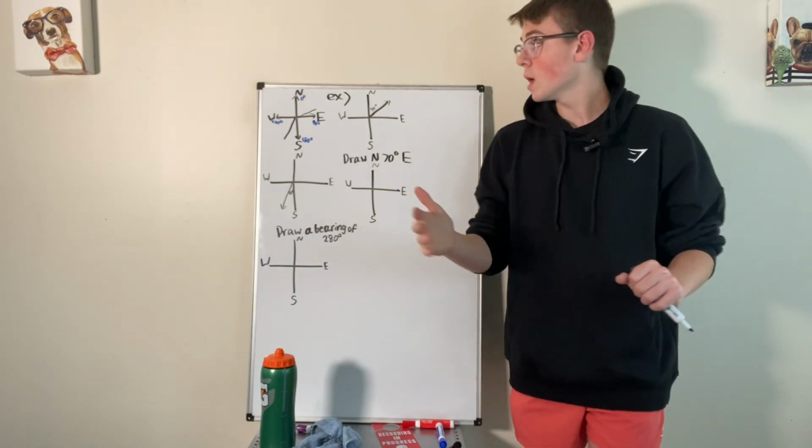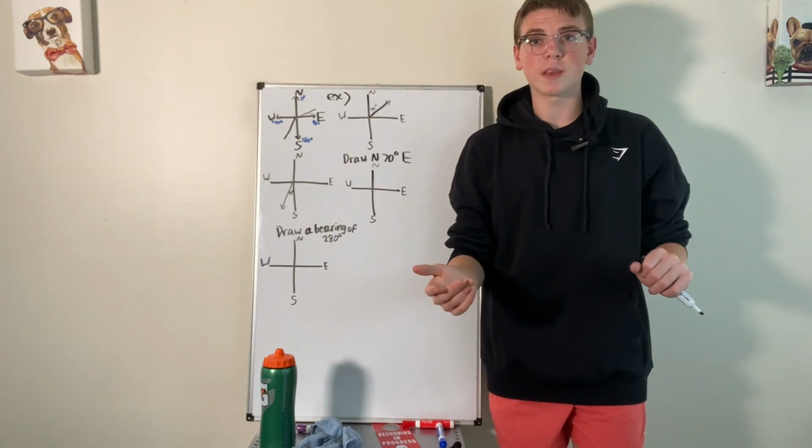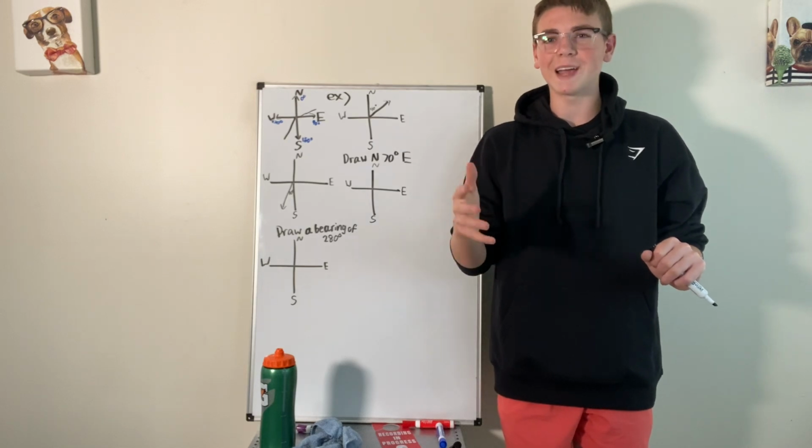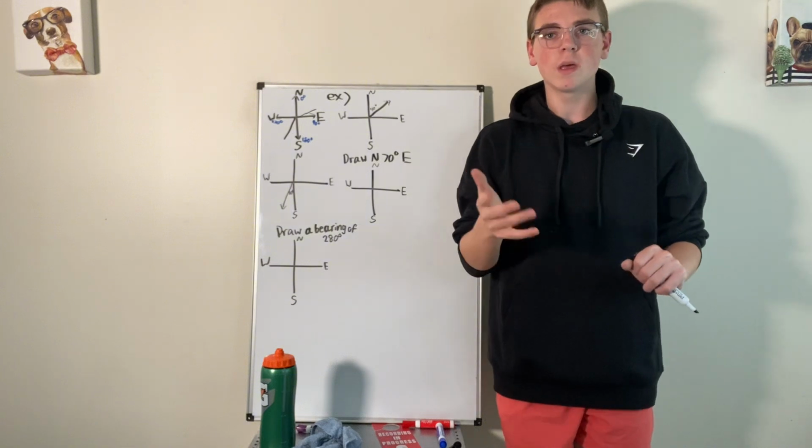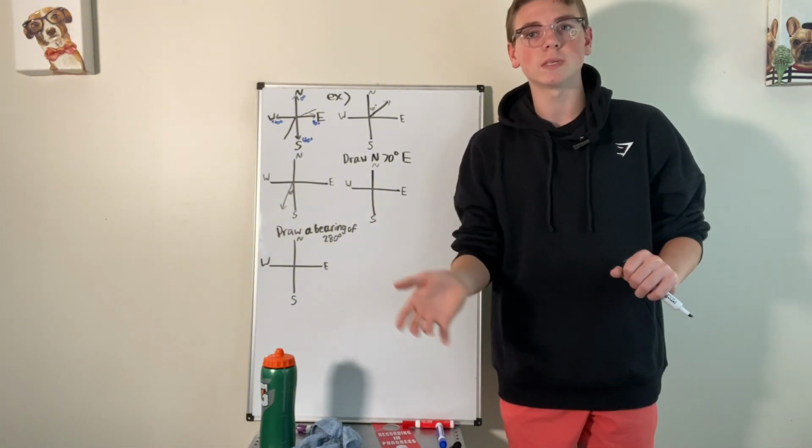All right, cool. And you don't say north 91 degrees east, right? Because then you're going past this, and you're in the south boundary. Then you just say south 89 degrees east.